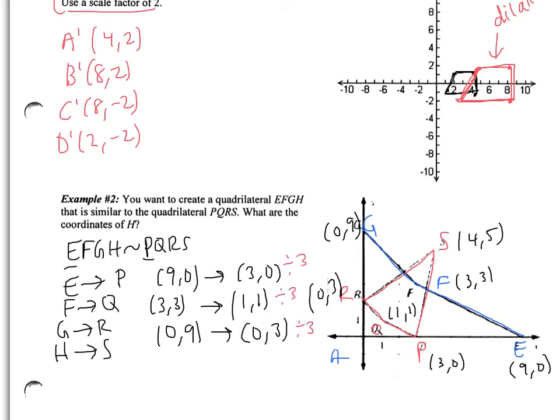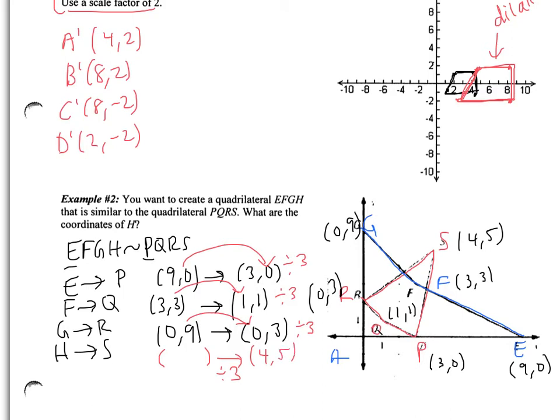So when I divide 9 comma 0 by 3, I get 3 comma 0. 3 comma 3 divided by 3 is 1 comma 1. 0 comma 9 divided by 3 is 0 comma 3. So the same token, H, is going to be some point. When I divide it by 3, I get S, which is 4 comma 5.